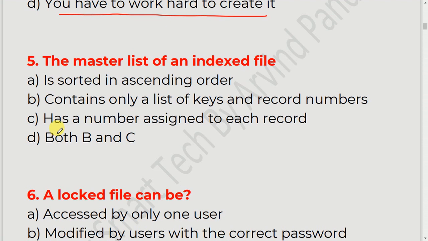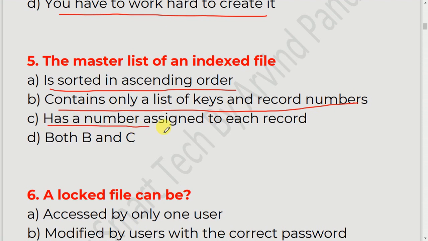Question number 5. The master list of an indexed file, option A, is sorted in ascending order. B, contains only a list of keys and record numbers. C, has a number assigned to each record. D, both B and C. And the correct answer is option C, has a number assigned to each record.